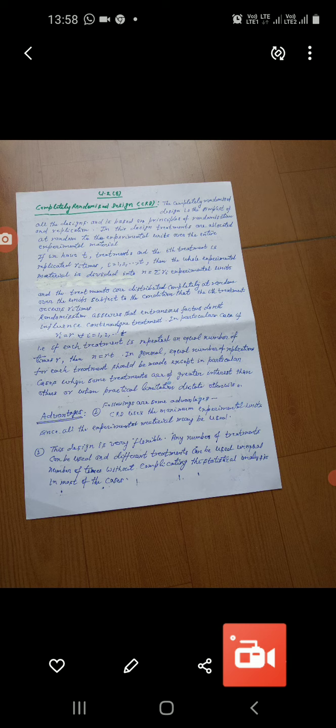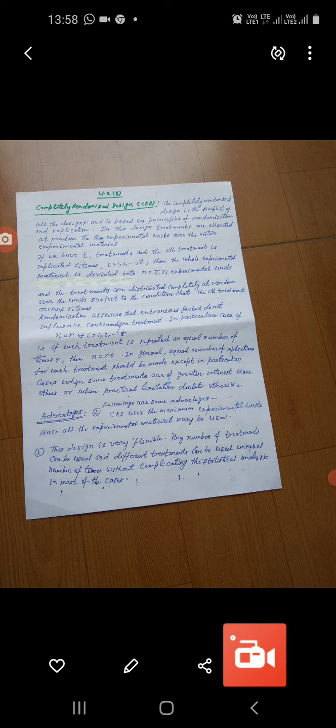Here randomization assures that extraneous factors, means other factors, do not influence one treatment continuously.